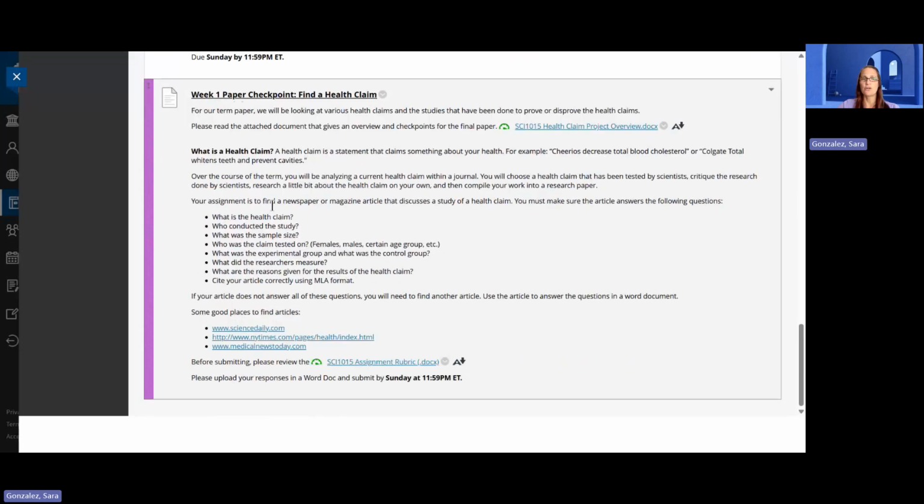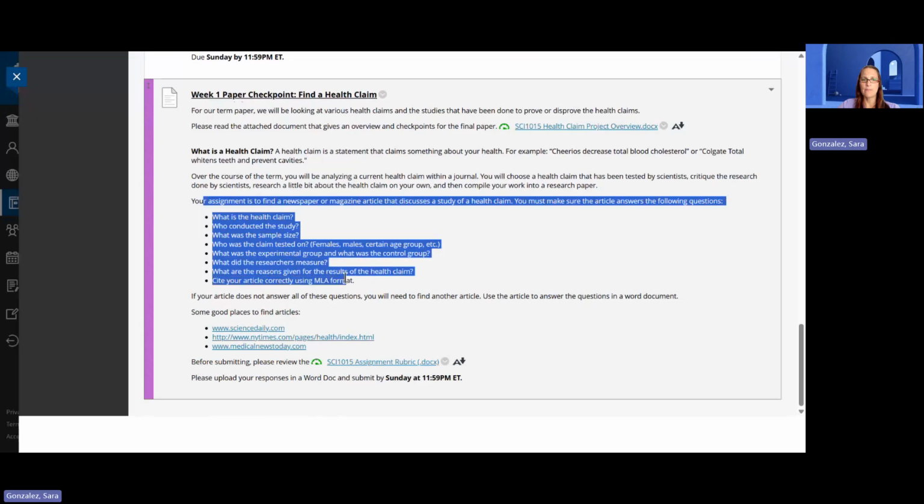For the Week 1 checkpoint, this is what you're going to be addressing. Please review the health claim project overview. There's a lot of information on this, but basically, you're going to be finding a health claim study. For instance, Cheerios decreases your total blood cholesterol, or Colgate whitens teeth and prevents cavities. There's also Ozempic, the peptide for weight loss, which is being used for other things as a health claim, so you may want to look at that. There are also studies that have been done on green tea and health benefits, and certain diets as well.